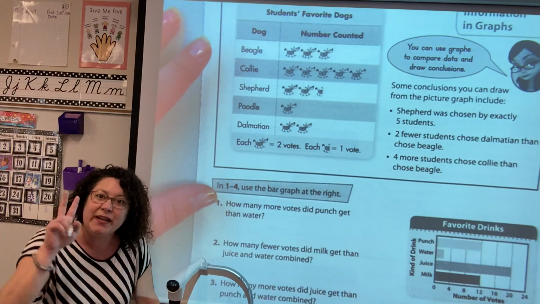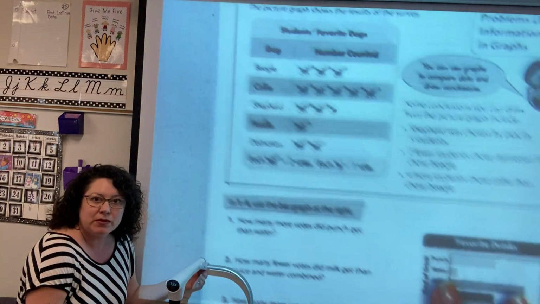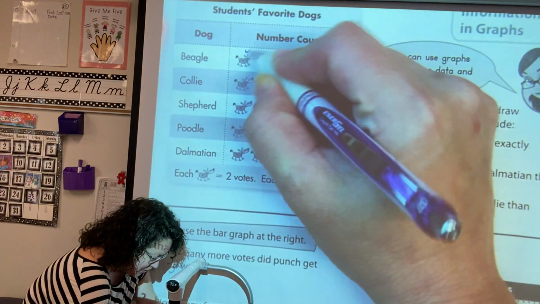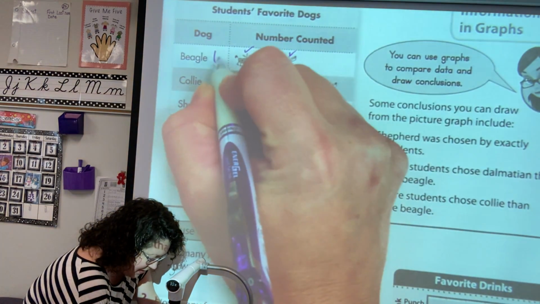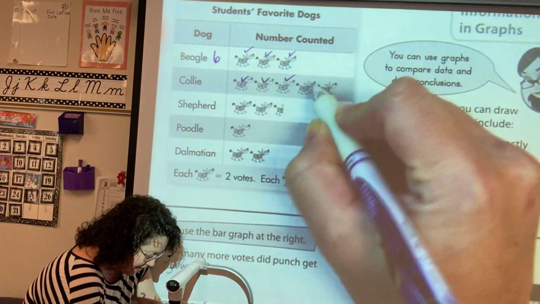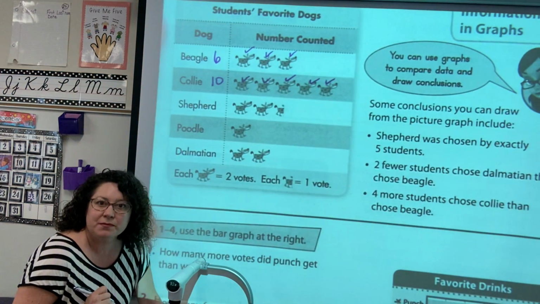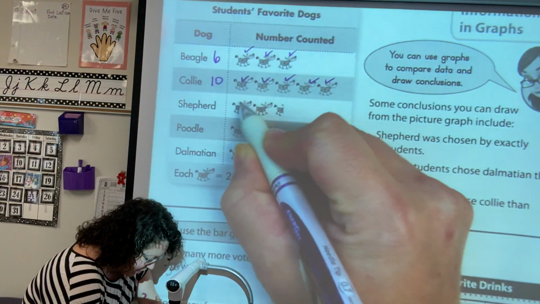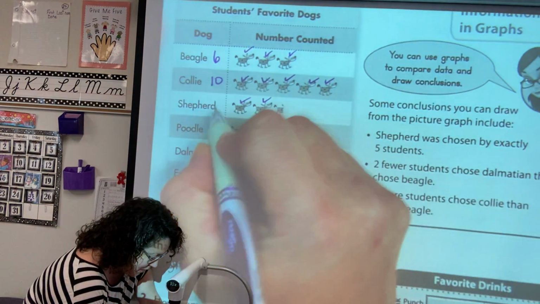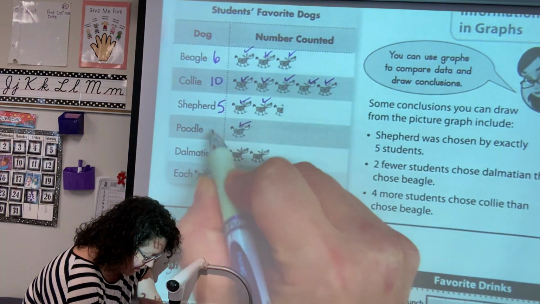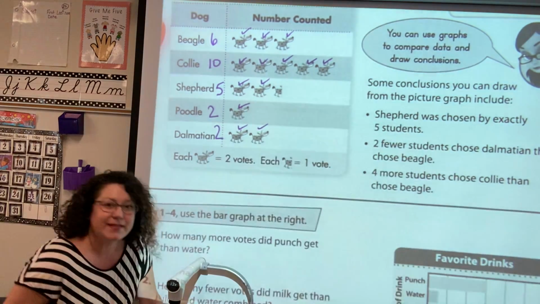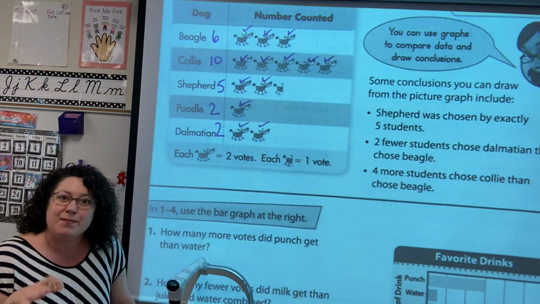So Beagle, each full dog, remember, is worth 2. So I'm going to count by 2. 2, 4, 6. So Beagle is 6. Collie, 2, 4, 6, 8, 10. Shepherd, 2, 4, oh, and there's a half a dog, so that's 1 more, so 4 plus 1 is 5. That's just 2 for Poodle, and 2 for Dalmatian. The Dalmatian is like the white dog with the black spots all over it.